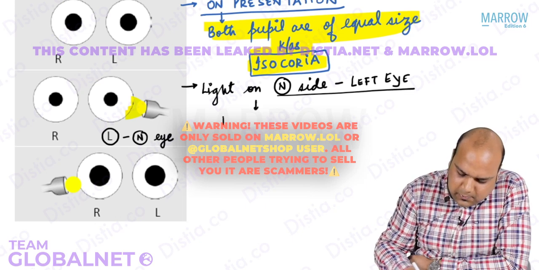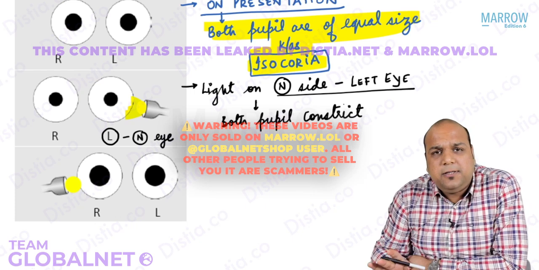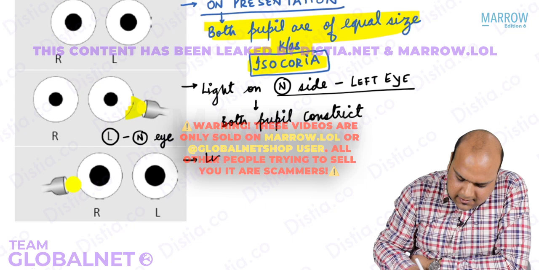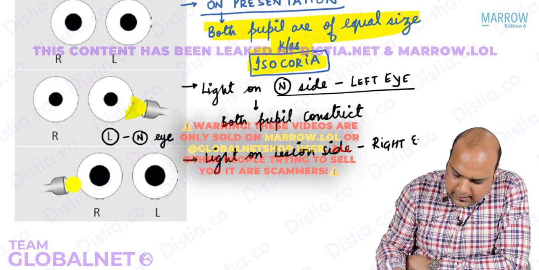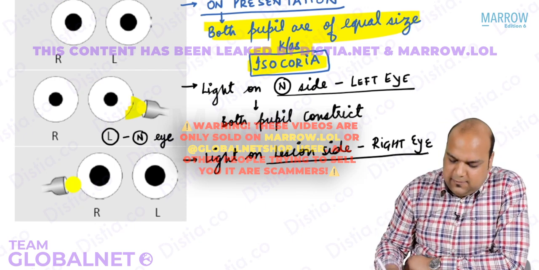both pupils get constricted. So I say both pupils constrict. Is there any confusion in this? I hope no. Normal. Now we say light on lesion site. In this case, we have assumed that the lesion is in the right eye. Now let's see what will occur.